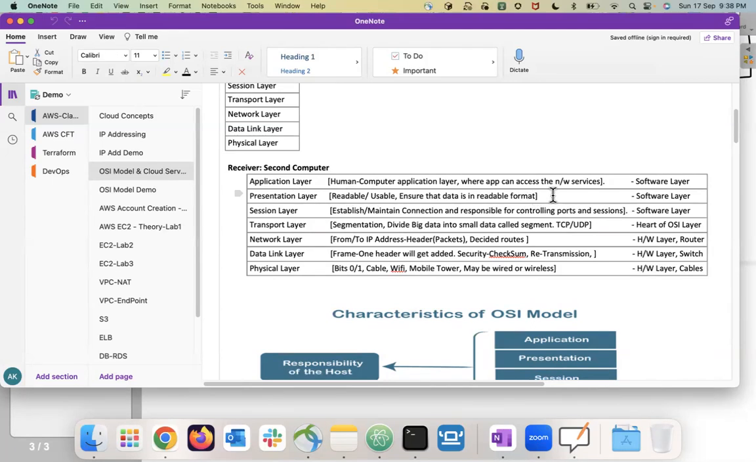Like, suppose I am writing in English, but you are receiving it in Urdu, will you be able to understand? No, right? It should be readable. So that work is done by the presentation layer: encryption, decryption.